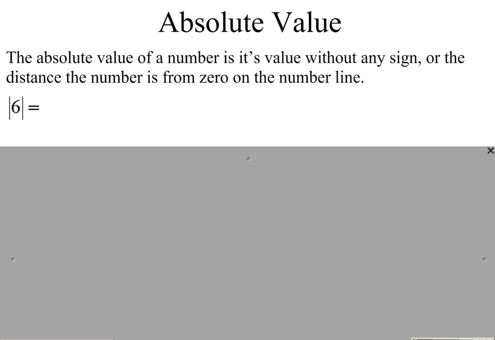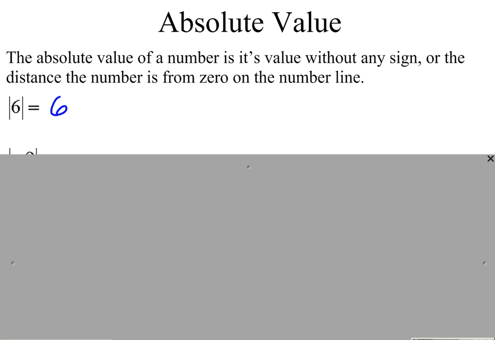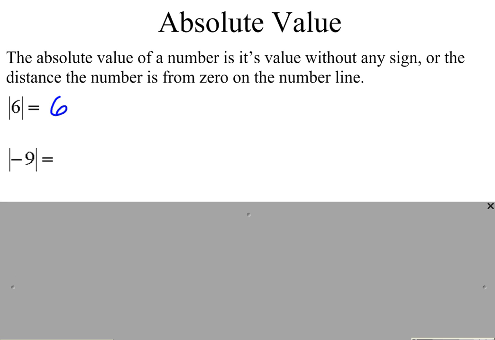Absolute value of 6. This is asking the question, how many units does 6 lie away from 0 on the number line? Absolute value of 6, it lies 6 units away from 0. You can also think of absolute value as simply washing away the sign, so it doesn't matter if the number started out positive or negative. It's the value without a sign. Absolute value is just 6.